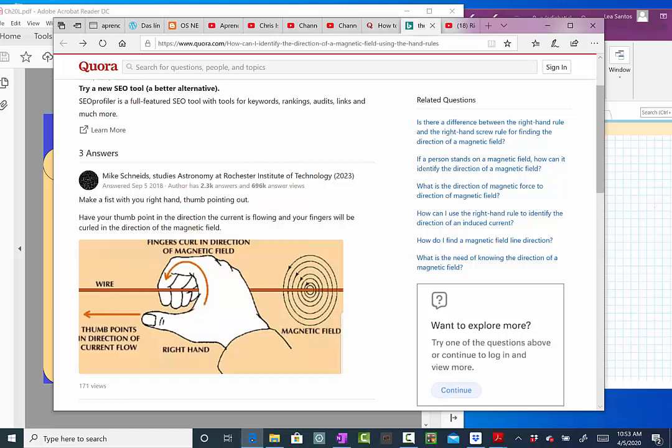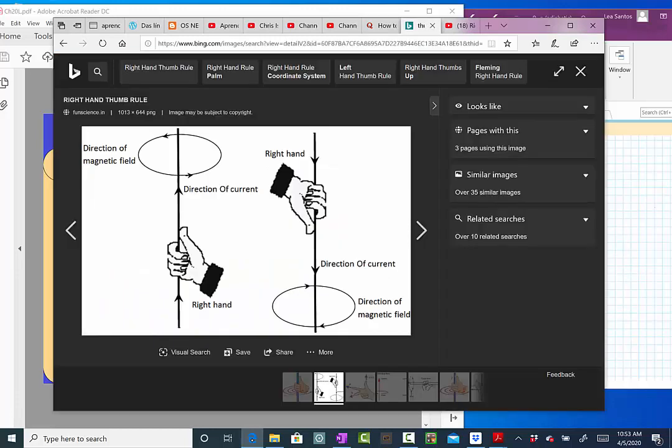Let me show to you another drawing. This is the one that we already saw. So the current is going up. So my thumb is pointing up. And what is the direction of the magnetic field? This circle, so that in front of the wire, the magnetic field is going to the right. Behind the wire, the magnetic field is going to the left.